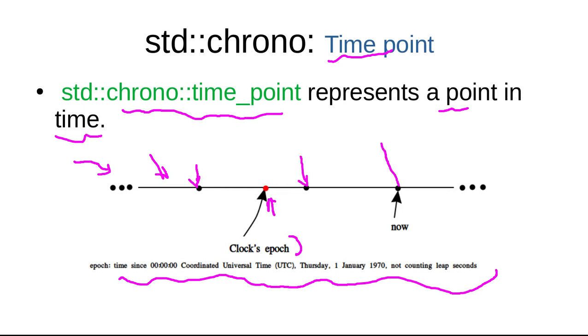This point is the current time, or the time now. So here we have future values for time points. Maybe we have a time point tomorrow, or any point in the future. Also we can have any point in the past, before now. So any point on this line is called a time point.